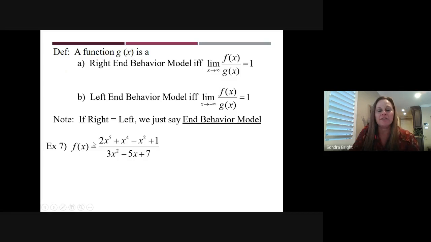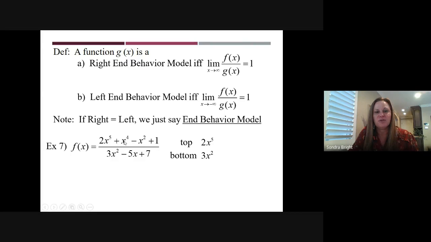So look at on the top, the variable with the highest exponent is 2x to the fifth. That's the term that has the highest exponent. See how it's got x to the fifth, x to the fourth, x squared, 1. Okay, 2x to the fifth is the largest exponent of all of these terms on top. On the bottom, look at the same thing, because they're not always in order, right? In this case, they are in descending order, but sometimes they don't have to be. So out of the terms in the denominator, 3x squared has the largest exponent.